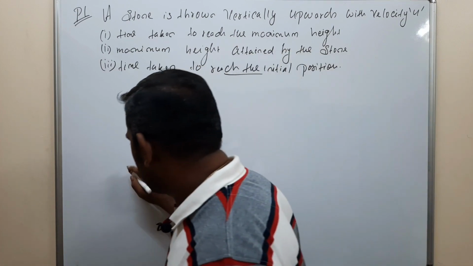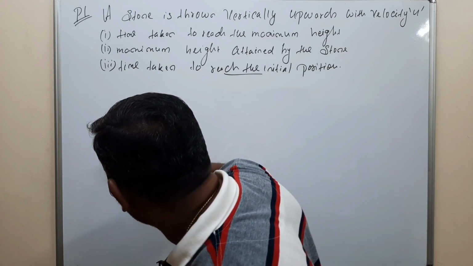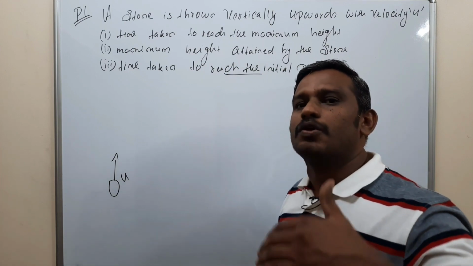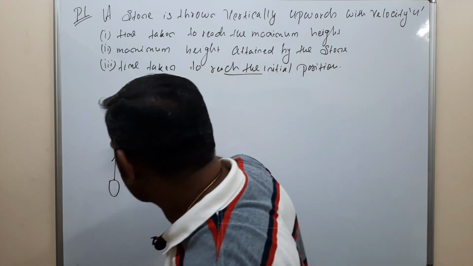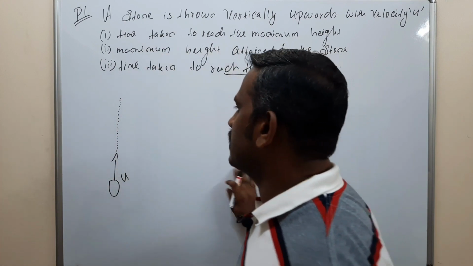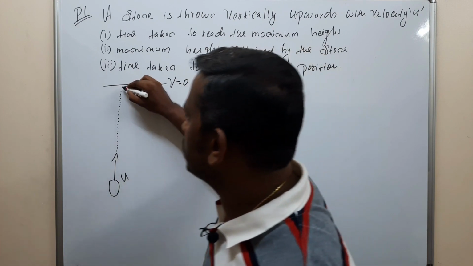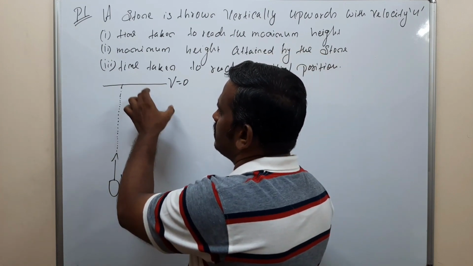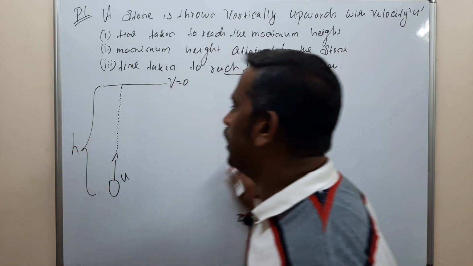Consider this is a stone, thrown vertically upwards with velocity u. We know that when the stone goes upwards, the speed decreases because of the gravitational force. So the stone goes like this. When it goes up, its speed decreases, and at a certain point the speed of the stone becomes zero. This is the point where the final speed of the stone becomes zero. That is the maximum height attained by the stone.